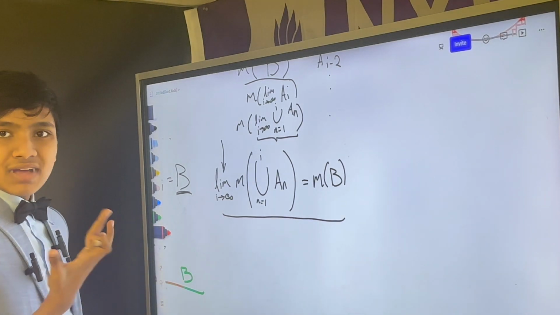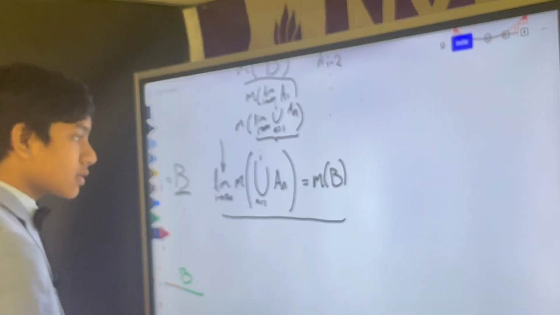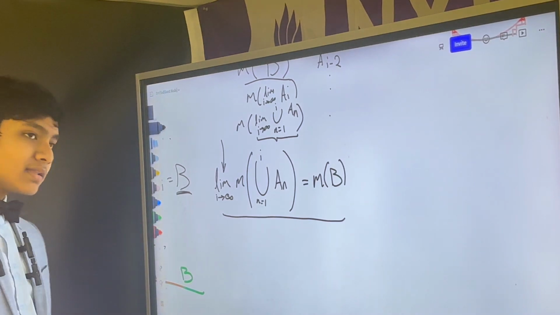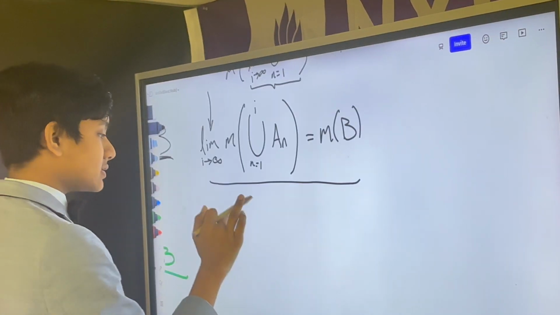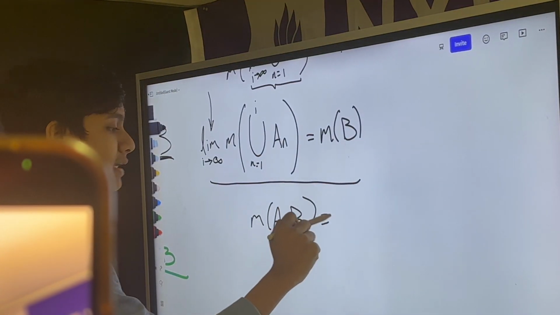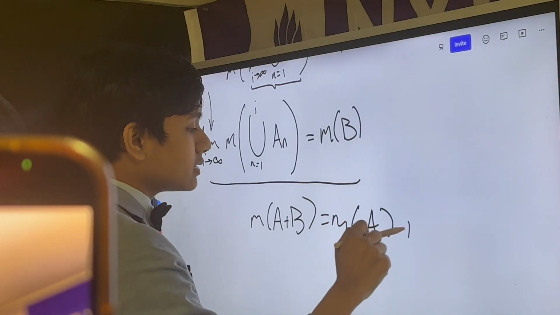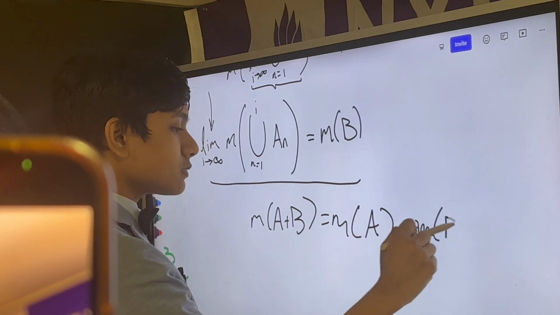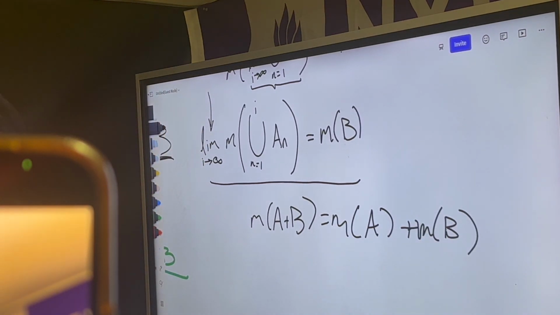So, how do we do this? Well, the way measure is defined is that the measure of a plus b is equal to the measure of a plus the measure of b, subadditivity. And we can use that to our advantage.